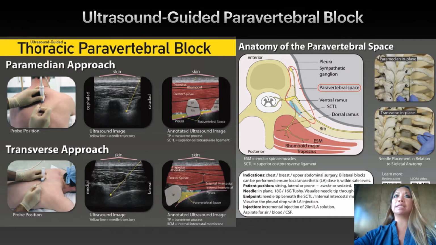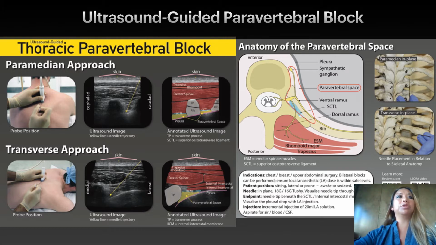Ultrasound-guided paravertebral blocks can be done a number of different ways. The patients can be sitting, prone, or lateral, and the ultrasound probe can be oriented in a paramedian or a parasagittal approach versus a transverse approach.